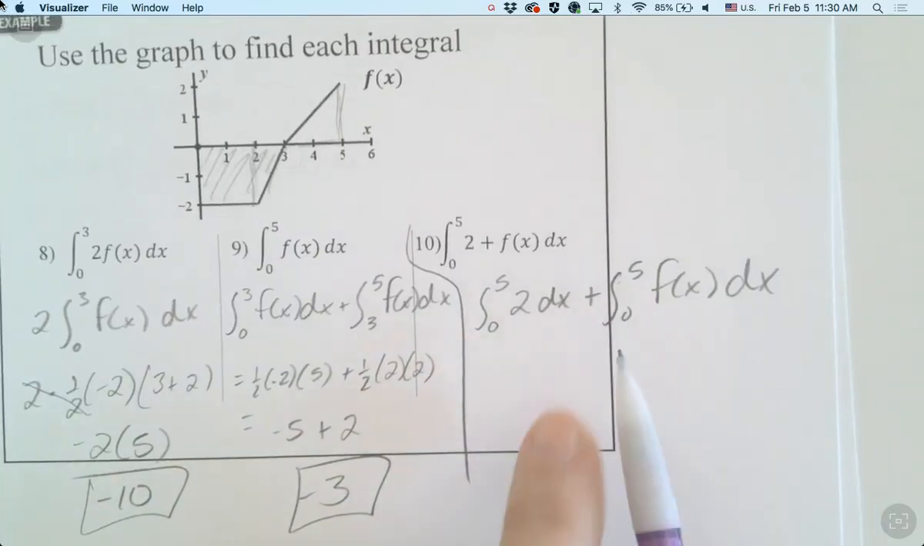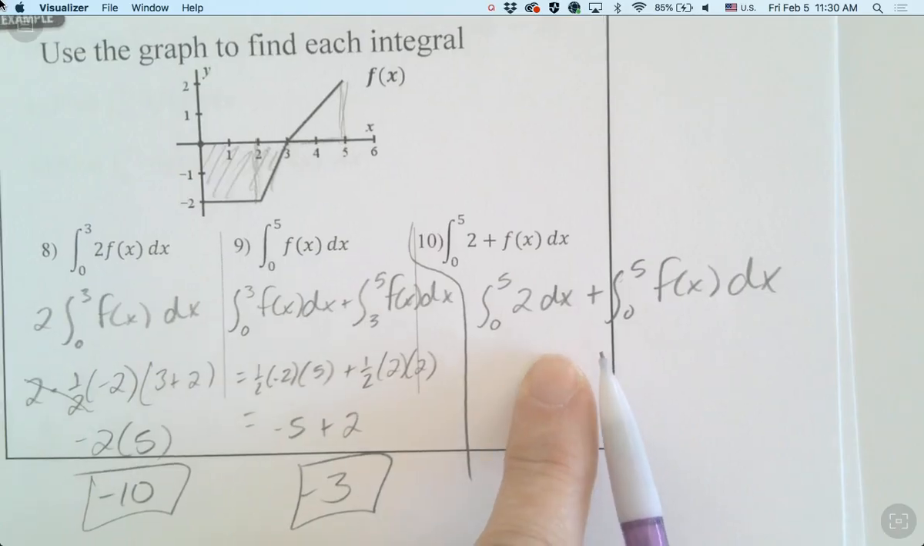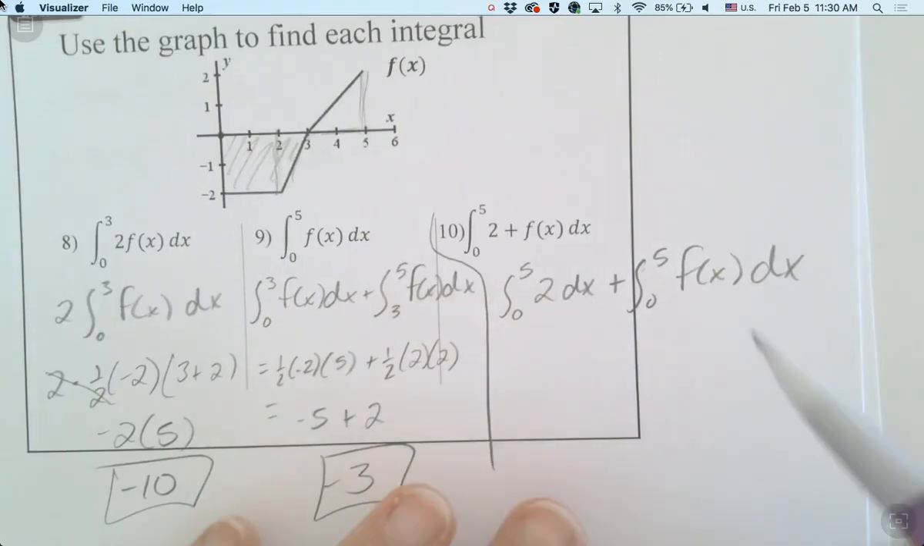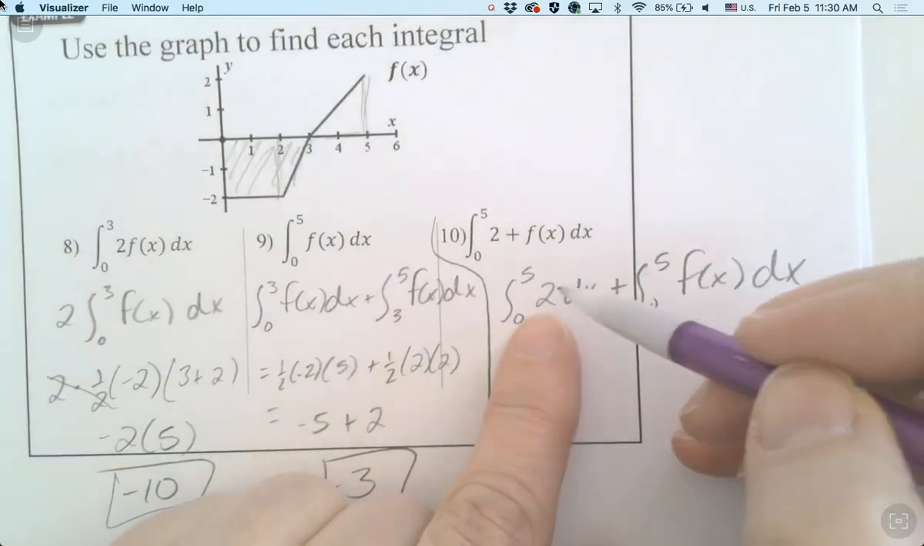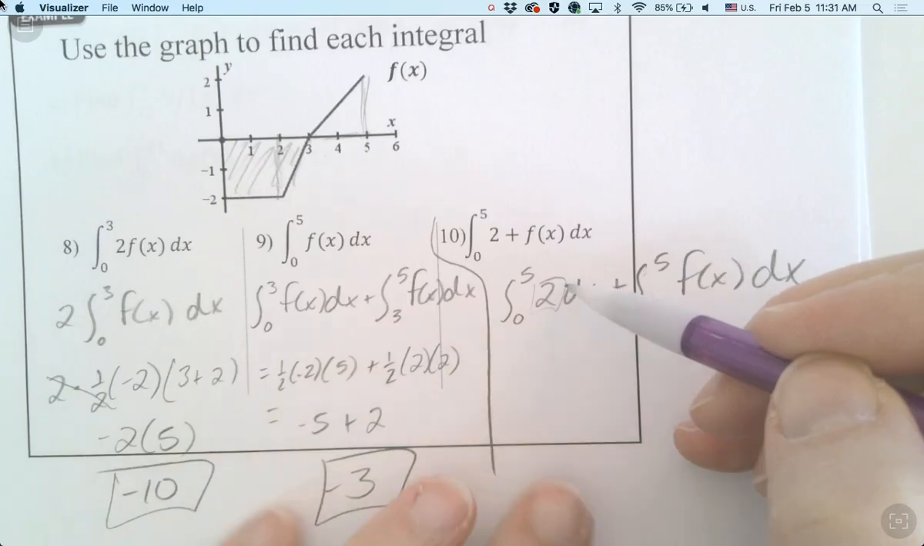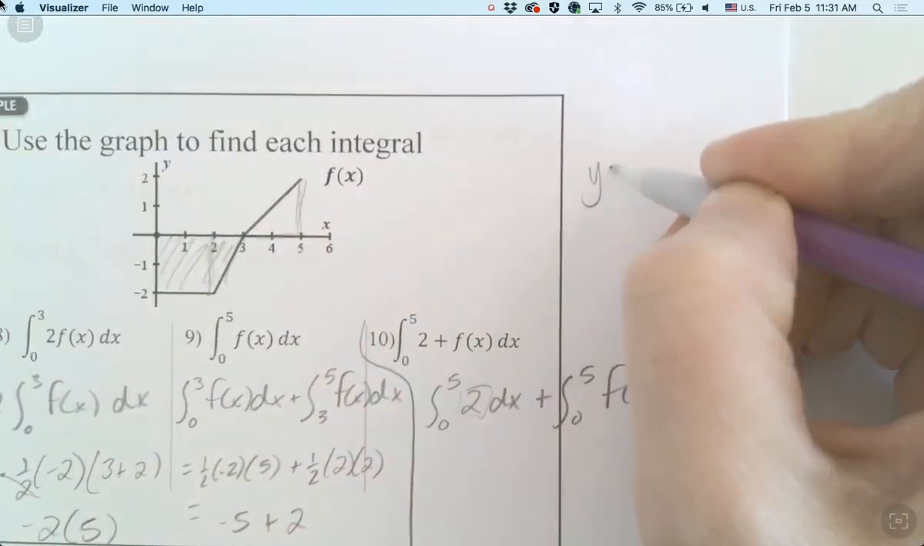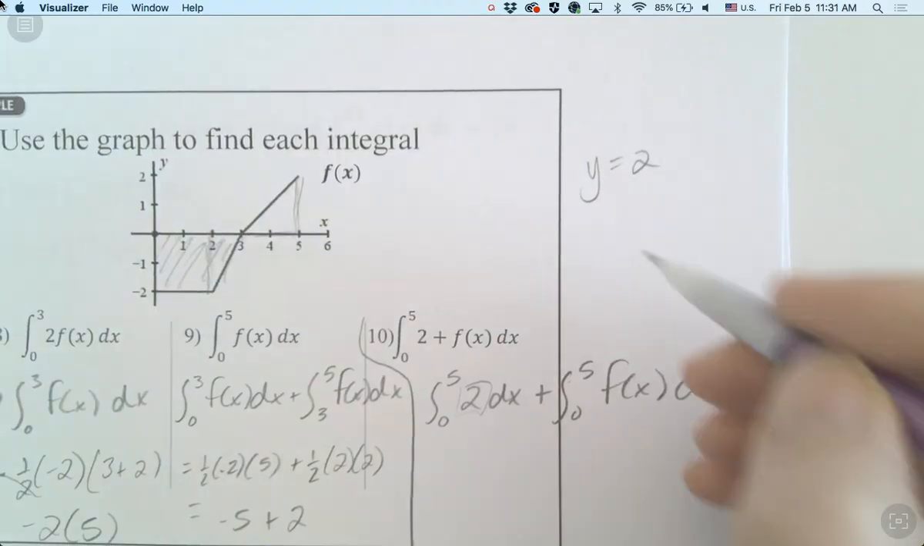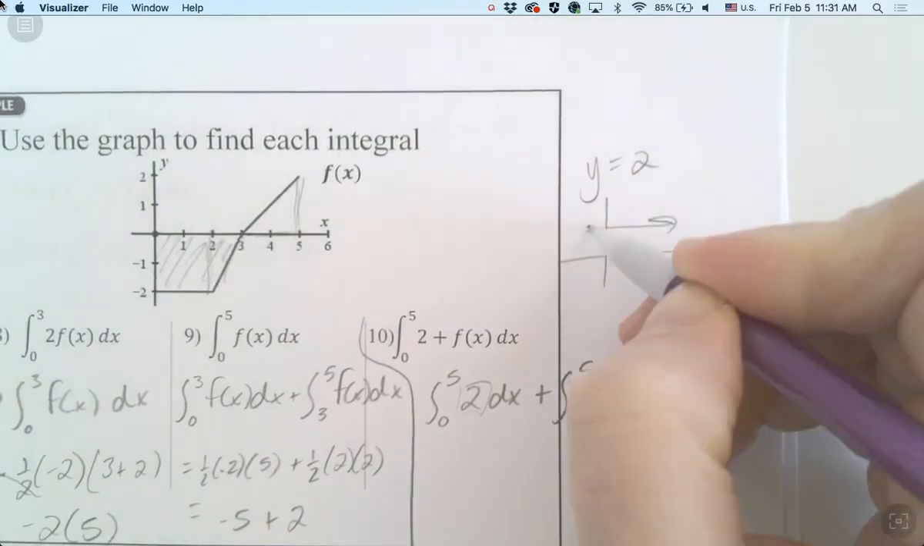Okay, well, this is something that you're going to see on your quiz, and a lot of students mess this up because they're not sure how to handle the 2. But remember, this is like a function, right? This can just be y equals 2. What does the graph y equals 2 look like? All lines are straight. Horizontal. A horizontal line. So it's just a horizontal line like that, yeah?